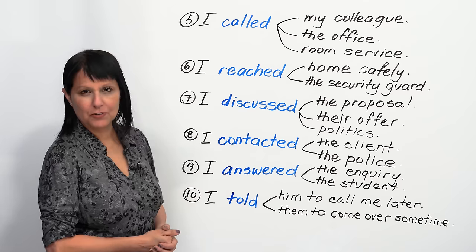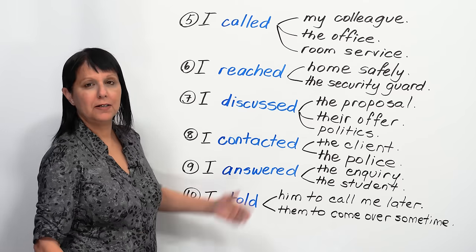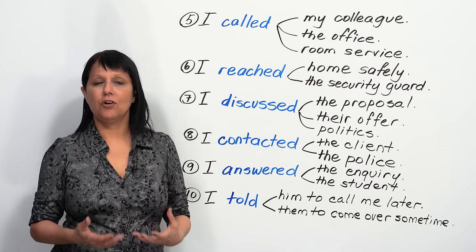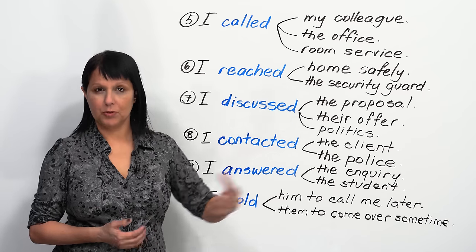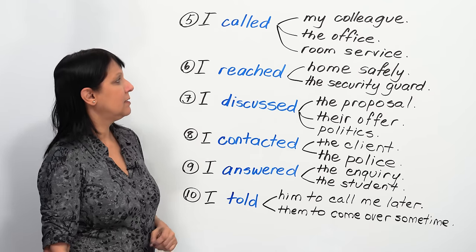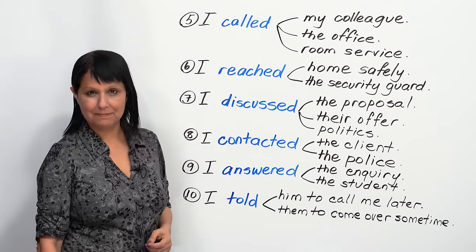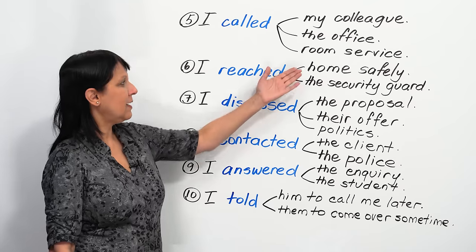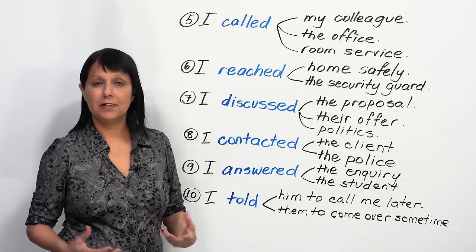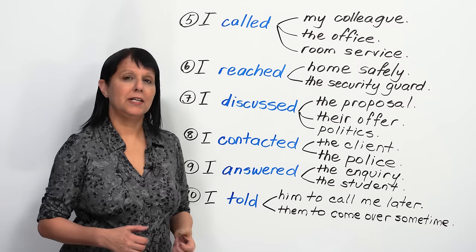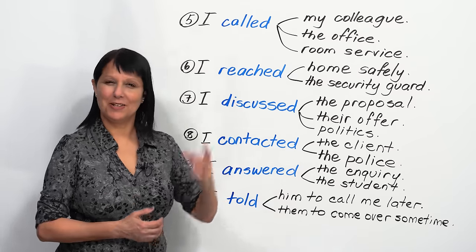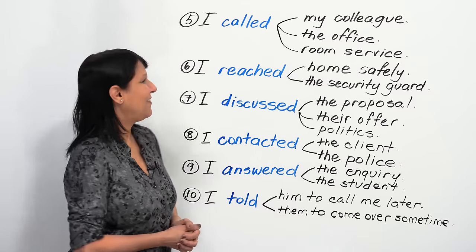So let's go with the first one. I called my colleague. Who is a colleague? A colleague is somebody who works with you, okay? I called my colleague. I called the office. I called room service, okay? If you're in a hotel and you want something to eat or drink and you have a little bit of money, then you can call room service and they will bring it up to you, all right?